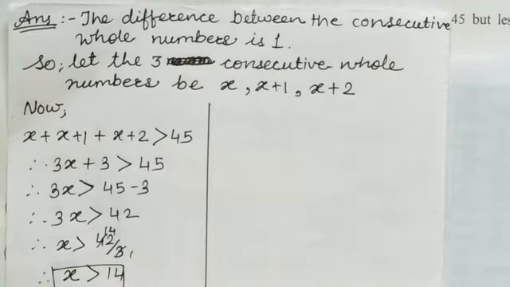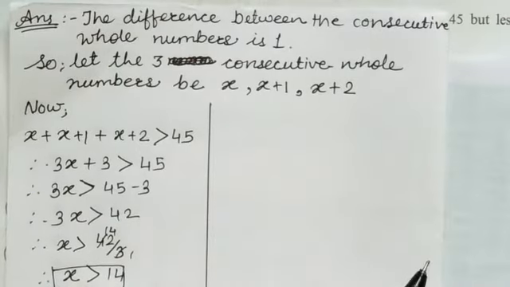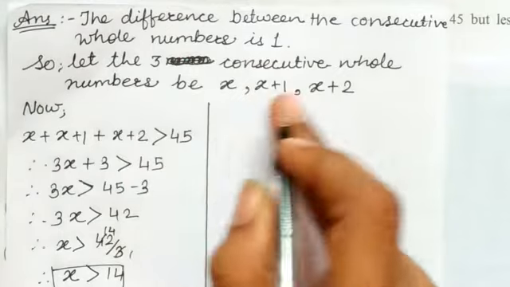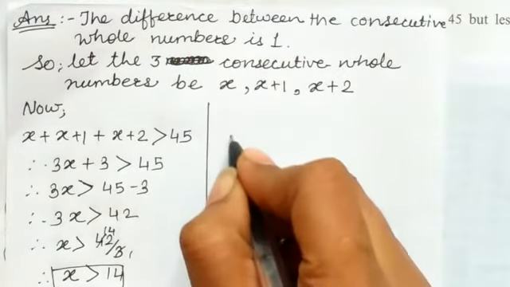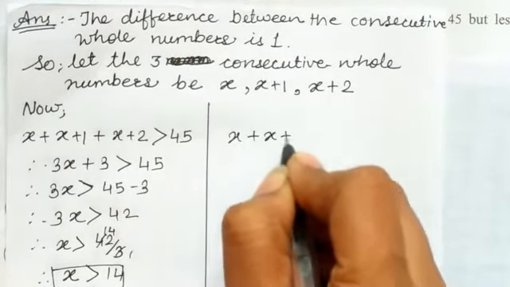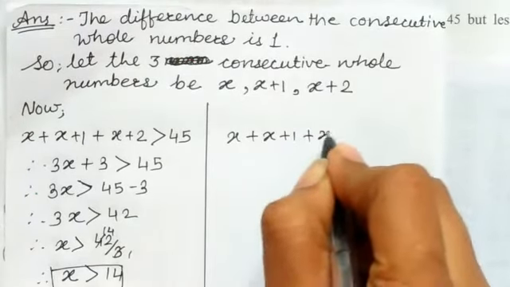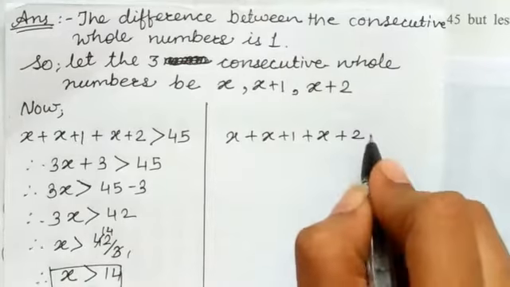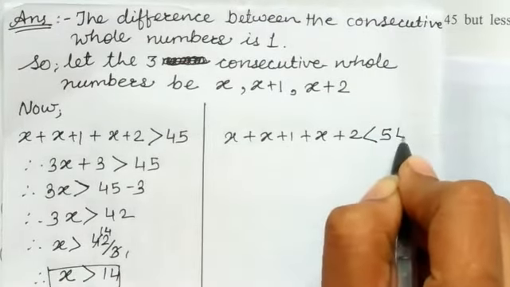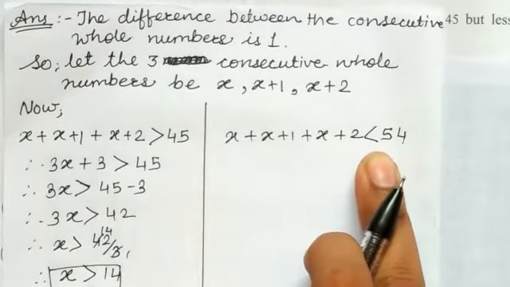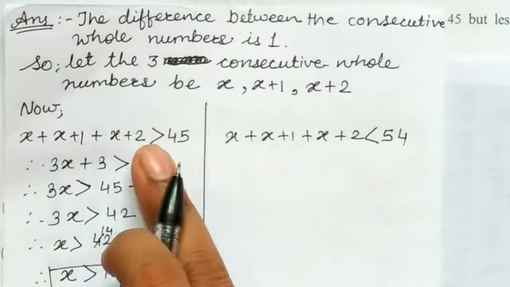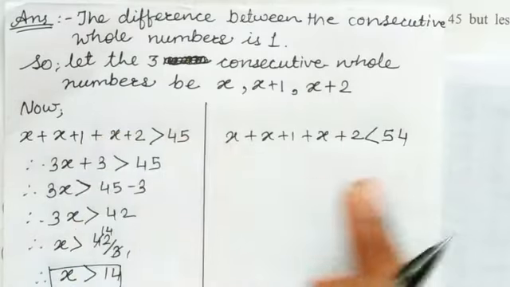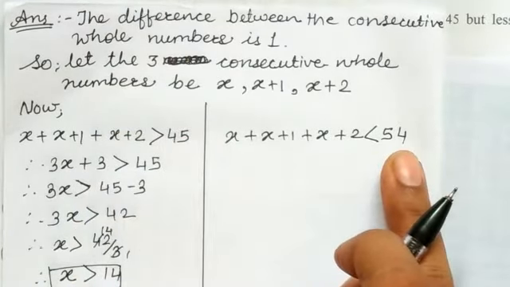Now, which will be the greatest number, that we can find out by creating another equation. That is the addition of these 3 numbers, x plus x plus 1 plus x plus 2. The addition will be less than 54. So that we can write it like this way. It will be more than 45. That's why we have used the symbol of greater than here. And here it is less than 54.